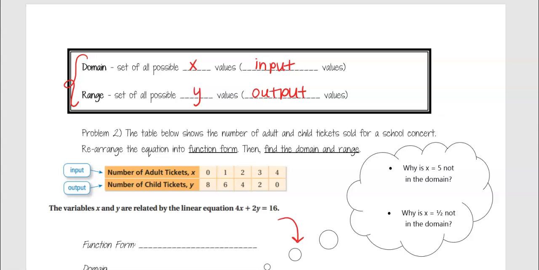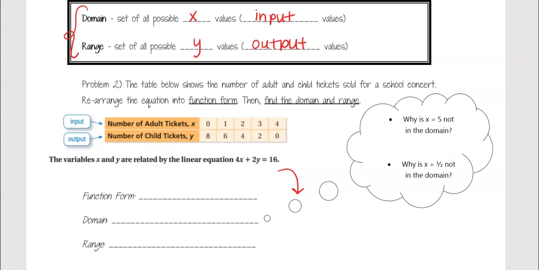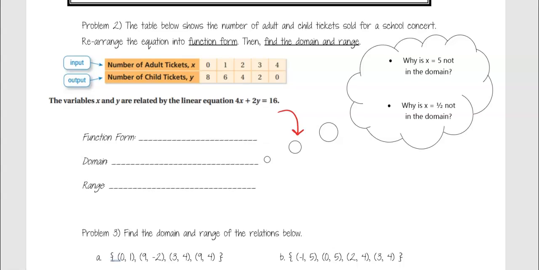So let's check out this example. It says the table below shows the number of adult and child tickets sold for a school concert. Rearrange the equation into function form, then find the domain and range. So here's our function. First thing we have to do is get it into function form. Remember, that's slope-intercept form. Remember, we have to solve for y.